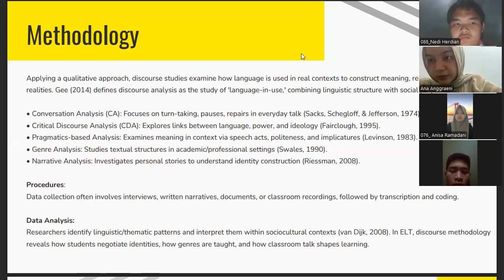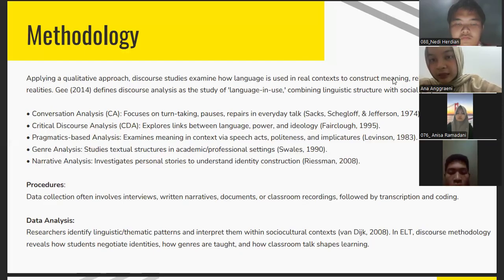Next is about research procedures. In practice, discourse research collects data from interviews, written narratives, documents, or classroom recordings. Then the data is transcribed, sometimes even including the pauses, laughter, or intonation, and coded for analysis.